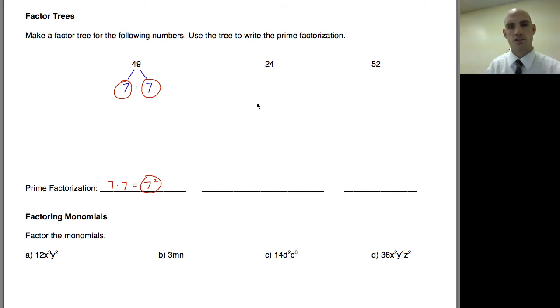Let's look at another one, 24. The question is, does it matter which way you start? Well, not really. So I'm going to start with 2 times 12 because I know that 2 goes in. Well, I immediately notice 2 is a prime number because it only has factors of 1 and itself. Then I keep going. 12 can then break into 2 times 6, right? Once again, 2 is one of those prime numbers. And 6 will break into 2 and 3.